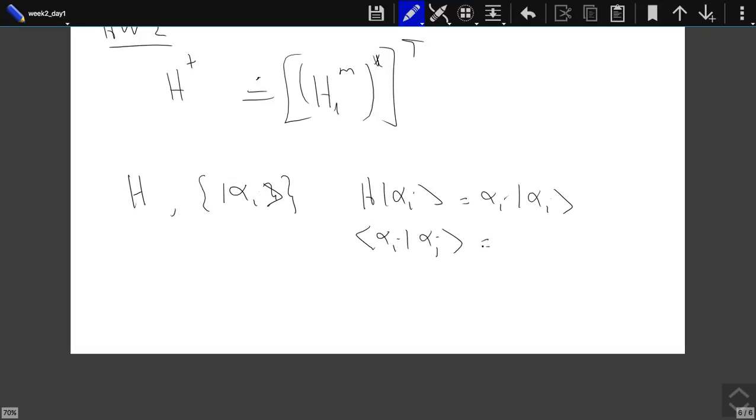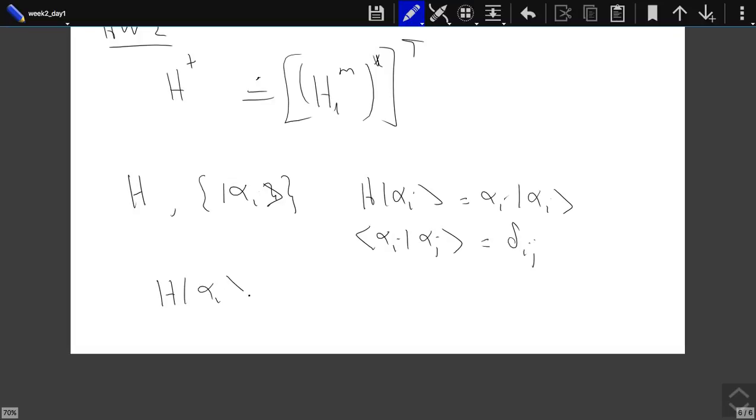Now the question is, what is the corresponding operator? We can talk about the matrix elements, or we can in fact just straight away write down the operator. Let's start with the matrix elements of this operator. This is <alpha_j|H|alpha_i>. This is one matrix element. This will be equal to, well, since alpha_i is already an eigenket, this is nothing but <alpha_j| times alpha_i |alpha_i>.